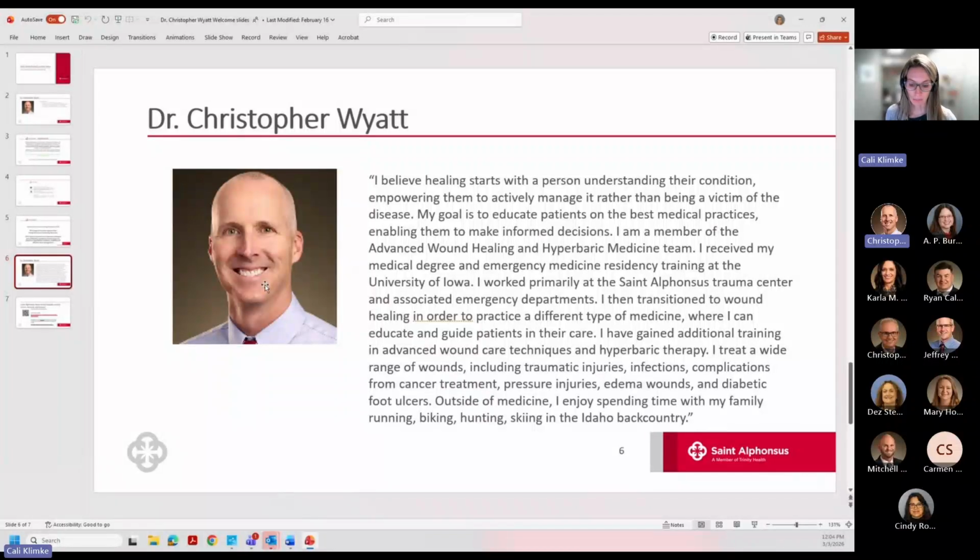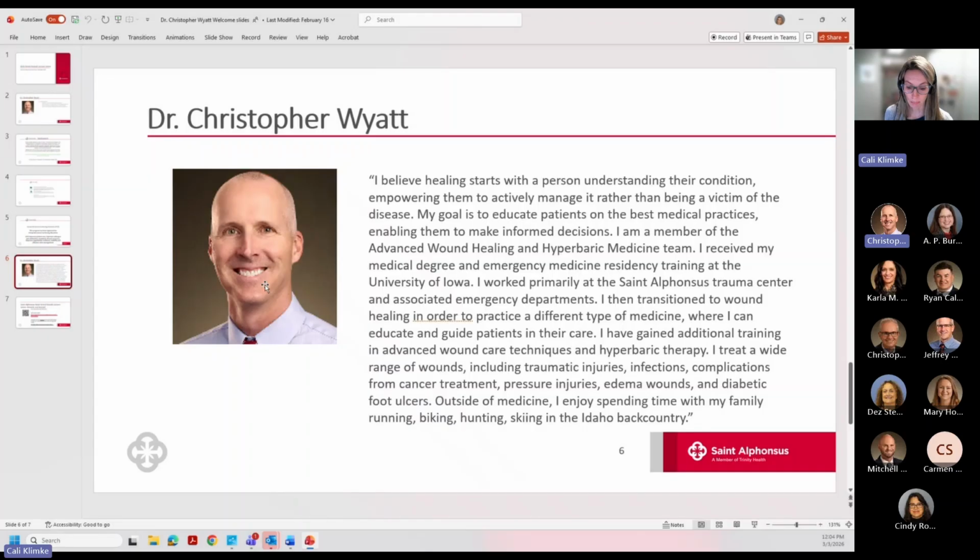So Dr. Wyatt is a board-certified emergency medicine physician with specialized expertise in advanced wound care and hyperbaric medicine. Dr. Wyatt earned his medical degree and completed his emergency medicine residency at the University of Iowa. He spent several years practicing at the St. Alphonsus Emergency Medicine Department before transitioning into wound care. He completed additional advanced training in wound management techniques and hyperbaric therapy.